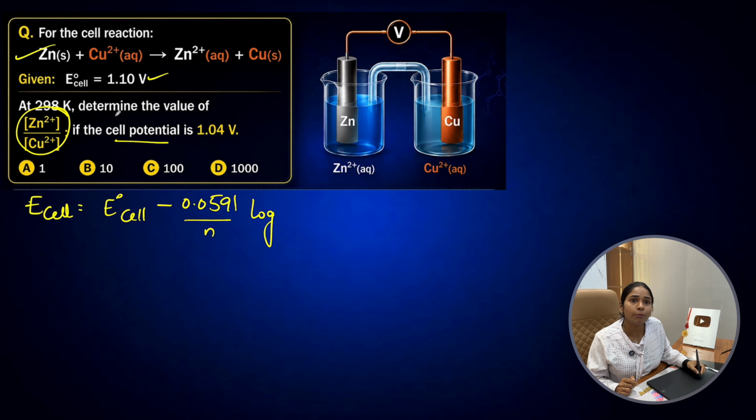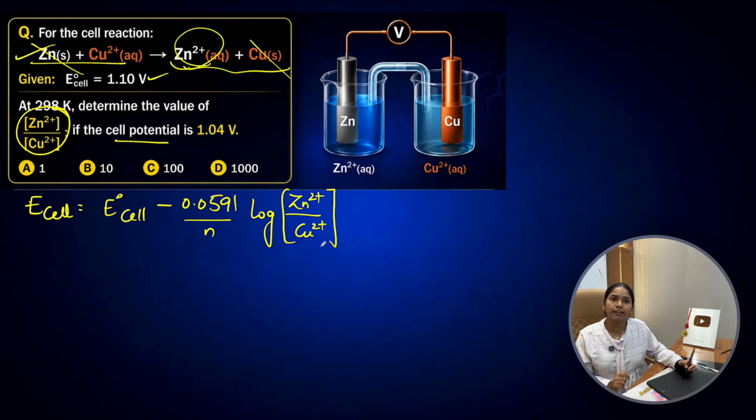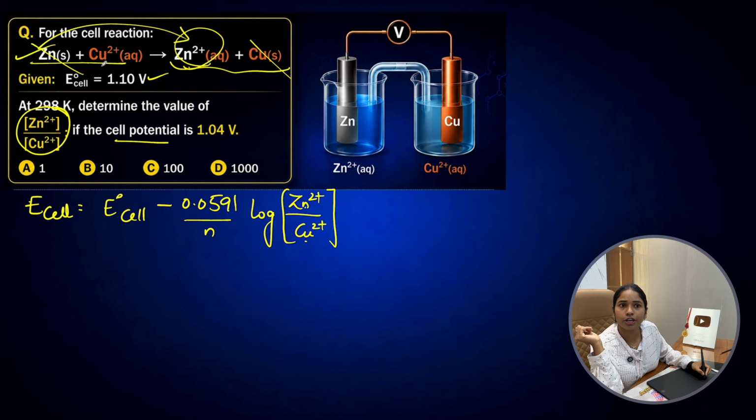What is that Q here? Products concentration divided by reactant concentration. Solids we don't write in the equation. So products concentration by reactant, that is Zn2+ divided by Cu2+. This is a formula, right? Just now we discussed anode, that is C1, divided by cathode concentration. We can directly write anode concentration by cathode. Now this is the anode which is undergoing oxidation, this is undergoing reduction.